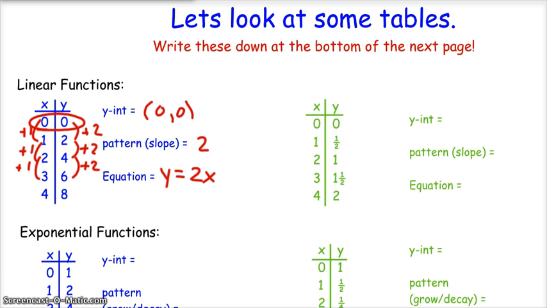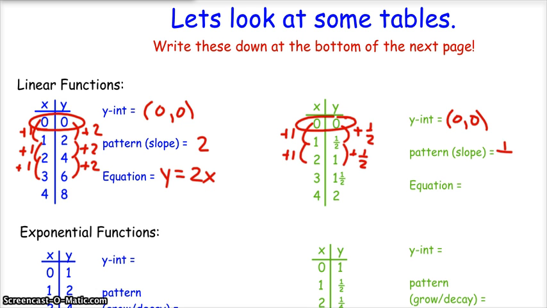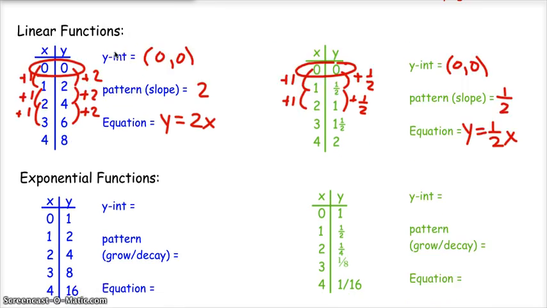I can see again that the y-intercept is at 0, 0. This time, the pattern shows that we are adding 1/2 each time in the y column as the x's increase by 1. So our slope is going to be 1 over 2, or 1/2. I can put this one together and write the equation y equals 1/2 x plus 0, or just y equals 1/2 x. Now let's check out some exponential functions.